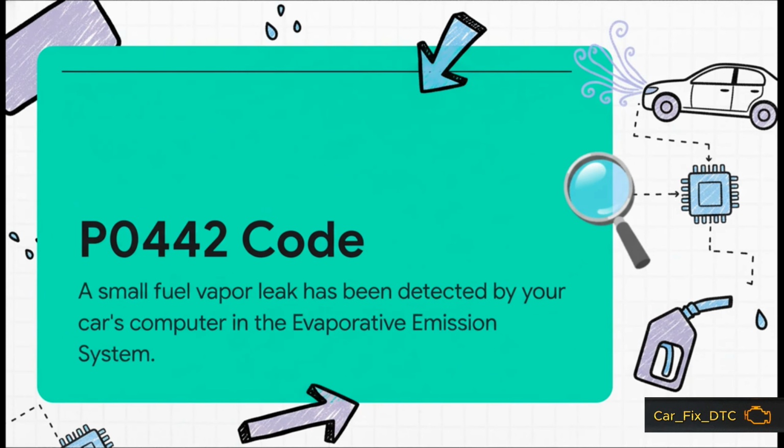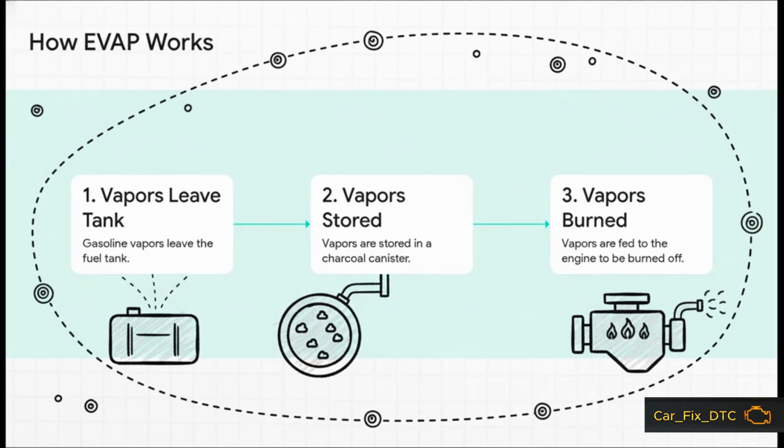Okay, here's the big reveal. P0442 basically means your car's computer has sniffed out a tiny leak. And I really mean tiny. We're not talking about a puddle of gas under your car. No. This is a very small leak of gasoline vapors. See, this whole EVAP system is supposed to be totally sealed, and your car's computer is telling you, hey, something's not sealed up right.